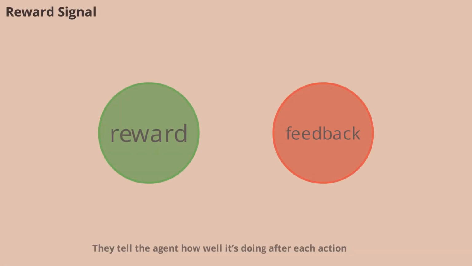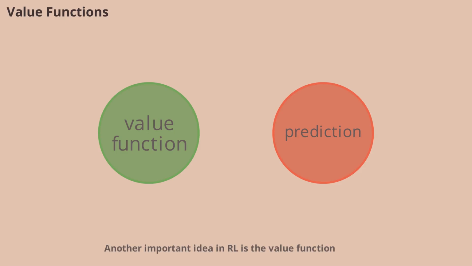Rewards are the driving force behind reinforcement learning. They tell the agent how well it's doing after each action. A positive reward encourages the agent to repeat the action, while a negative reward discourages it. The agent's objective is to maximize the cumulative reward over time, not just immediate gains. This long-term perspective is what makes RL powerful for solving complex problems where the best actions may not have immediate benefits.